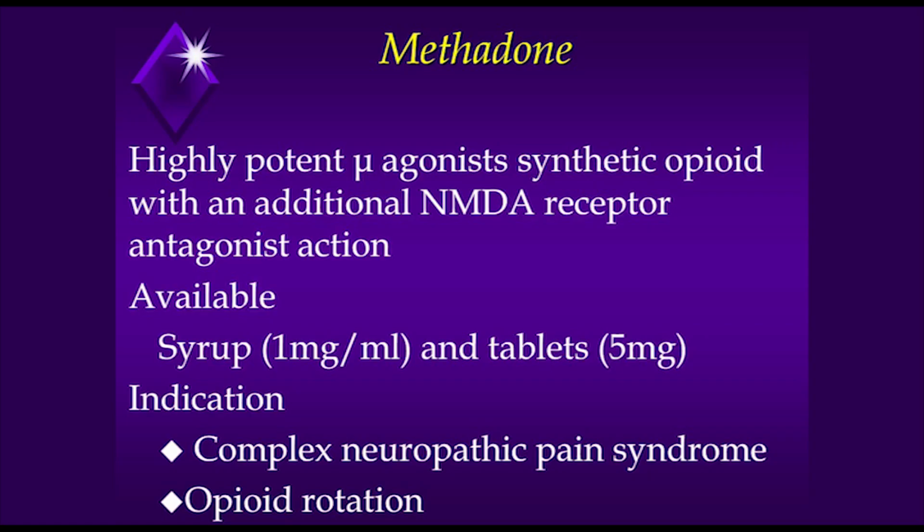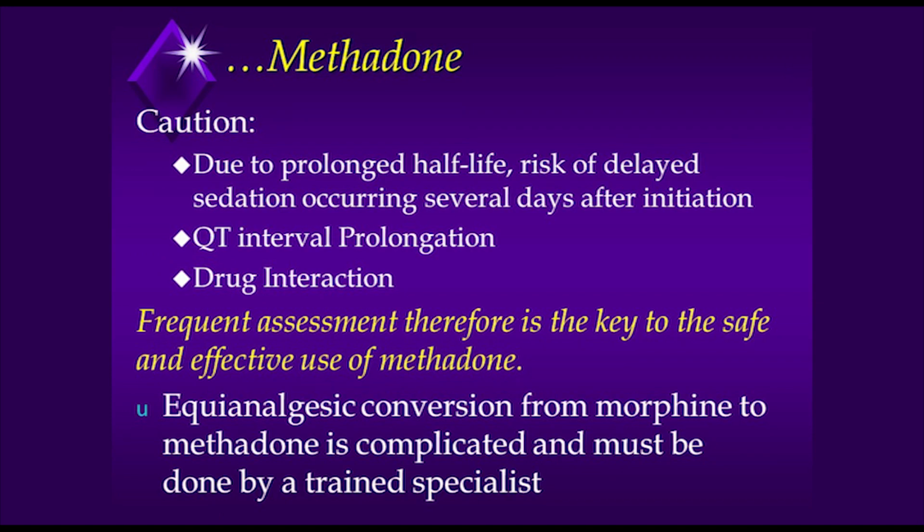It's available as syrups and tablets. We don't have morphine as such in syrups, but methadone we have in syrups. That's a beauty. And it's never a first line. It's usually used as a second line, for complex neuropathic pain syndrome and for opioid rotation. When we use one opioid and it doesn't work, or it develops toxicity, we rotate to another opioid. That is known as opioid rotation. We use methadone in that special situation because other than its opioid action, it also has additional action like NMDA receptor antagonist action. So methadone is a very special drug. It's a nice drug when you know how to use it. But you have to be very careful. It has its own problems.